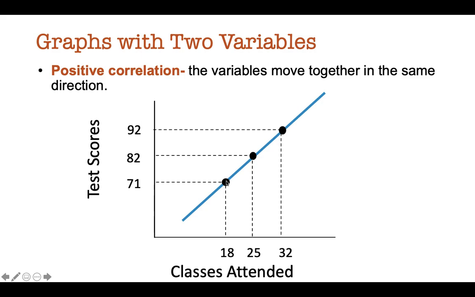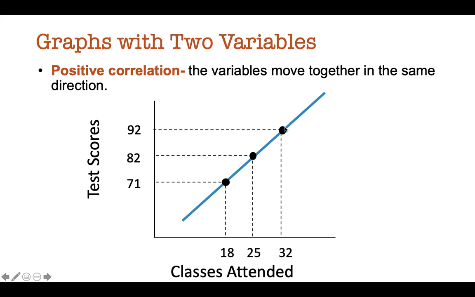So as I move from this point to this point, they're both increasing, right? From this data point to this data point, this variable increases by 11, from 71 to 82. And as I move from here to here, this variable is also increasing by 7, from 18 to 25. So because they both increase as I move from one point to another, that's a positive relationship.